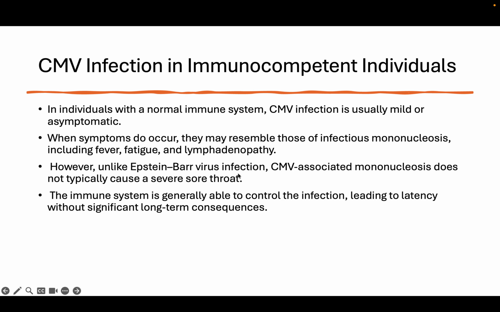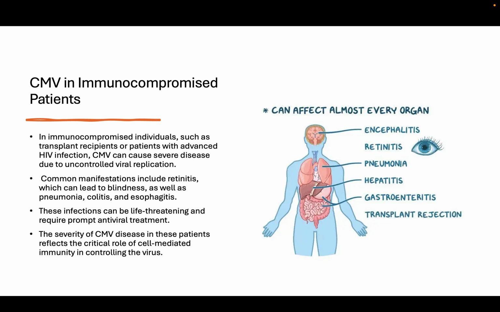One thing people use to distinguish between mono, the Epstein-Barr virus infection, and CMV infection is that in mono you do get a sore throat. With CMV, you do not. That's usually how you're able to distinguish them. The thing about CMV is that it's able to establish latency in almost every type of cell. It's quite weird in that sense.